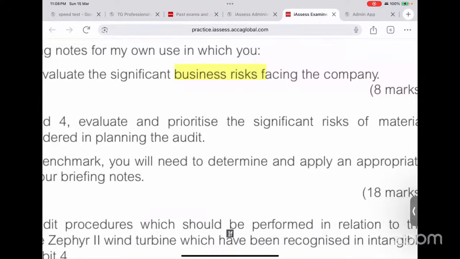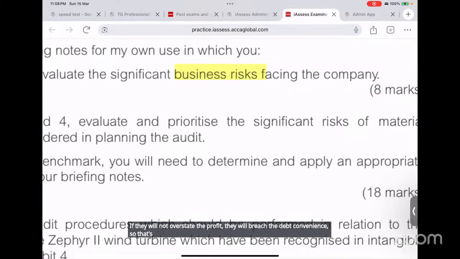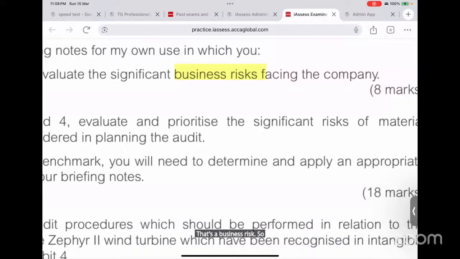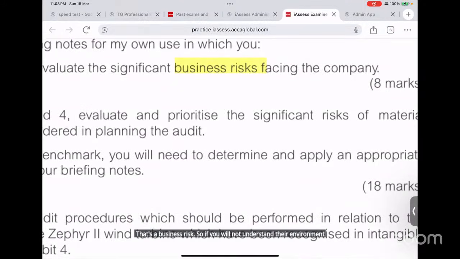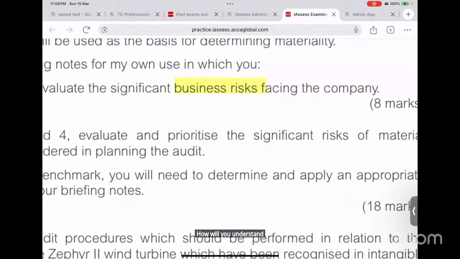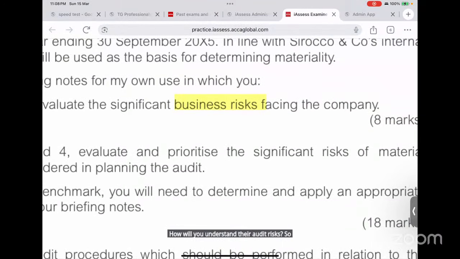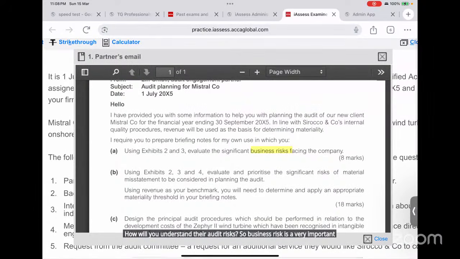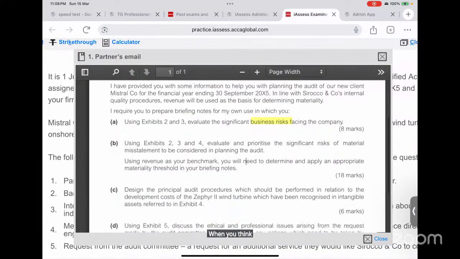If they will not overstate the profit, they will breach the debt covenant. So that's their motivation to overstate the profit. That's a business risk. So if you will not understand their environment, how will you understand their audit risks? So business risk is a very important topic where you think like a CEO.